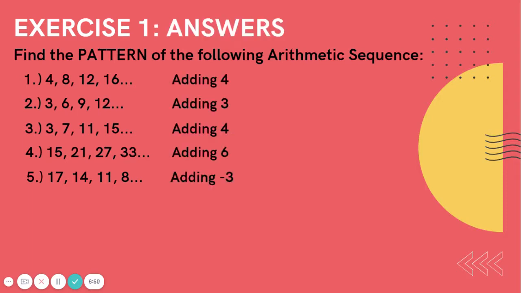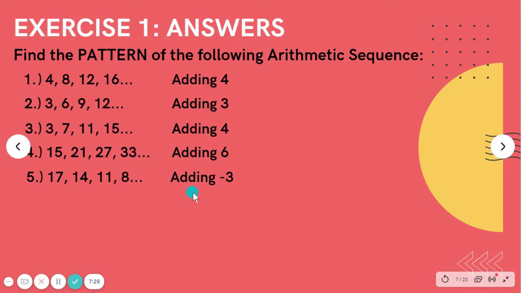Here it is. So the answer in number 1 is, the pattern is adding 4. So meaning to say, nag-a-add ka lang ng 4 sa bawat susunod na term. So 4 plus 4, 8 plus 4, 12 plus 4, 16. Number 2, our pattern is adding 3. So nag-a-add lang tayo ng 3 sa bawat susunod na term. Number 3, adding 4 again, nag-a-add lang tayo ng 4 sa bawat susunod na term. Number 4, adding 6. So nag-a-add lang tayo ng 6 sa bawat susunod na number.